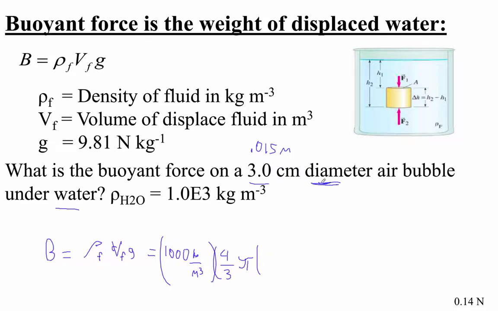So be careful with your diameters here. And that's to the third power. So rho V, and then we're going to multiply by 9.81. Okay, so let's see if we can do this: 1,000 times 4 divided by 3 times pi times 0.015 to the third times 9.81. This is high stakes. Let's see if we can get the right answer here.